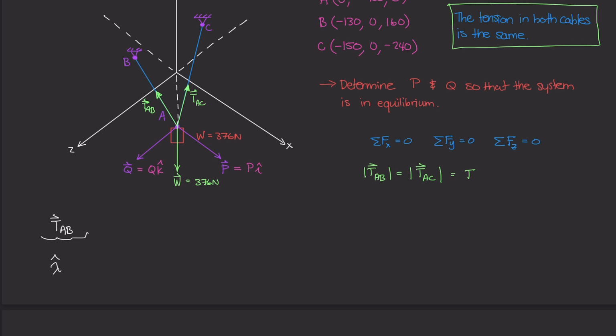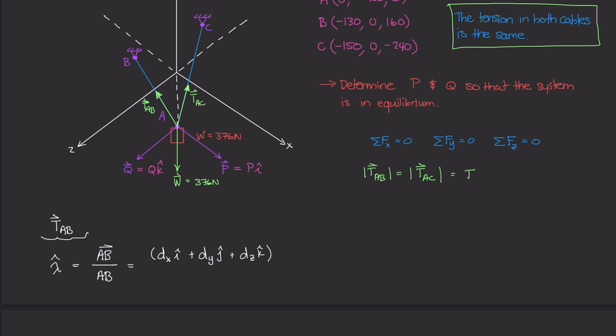Now, if I drew another vector starting from point A, because that's where the tension force is acting, and ending at point B, then our lambda value would be that vector, AB, over the magnitude of that vector. Now, what is this vector AB? Well, we don't really care what that vector is. We just care that we know how to find its components. So this vector AB has a component dx in the i direction, a component dy in the j direction, and a component dz in the k direction.